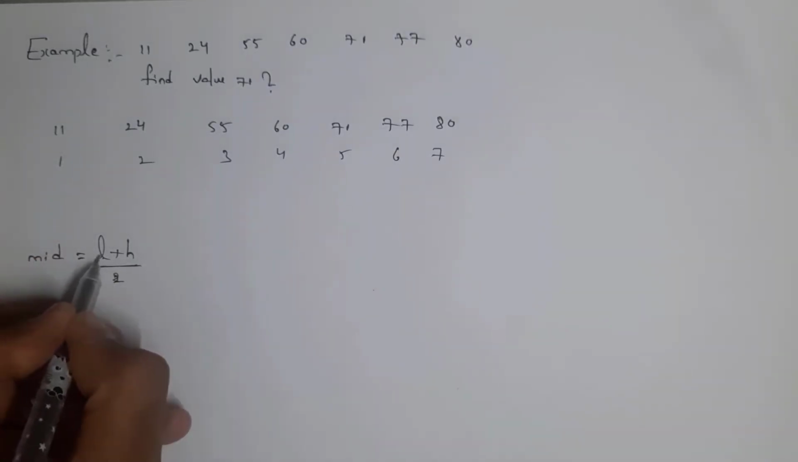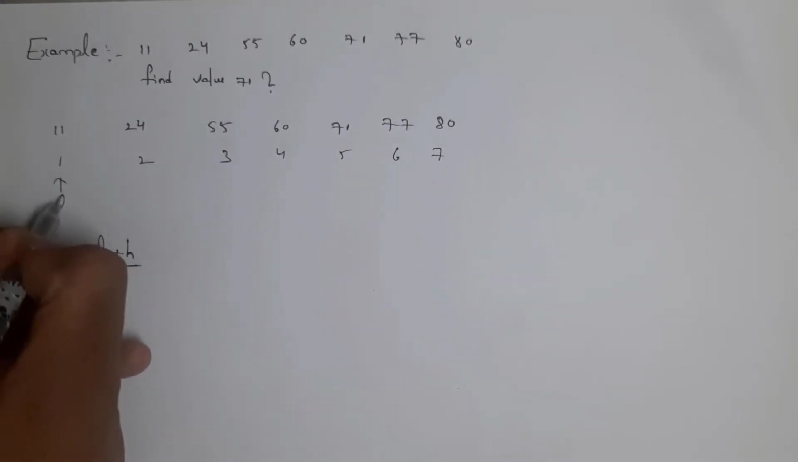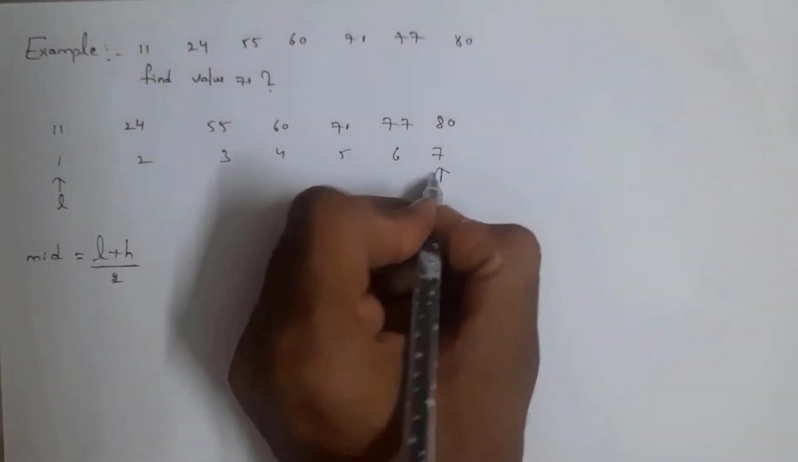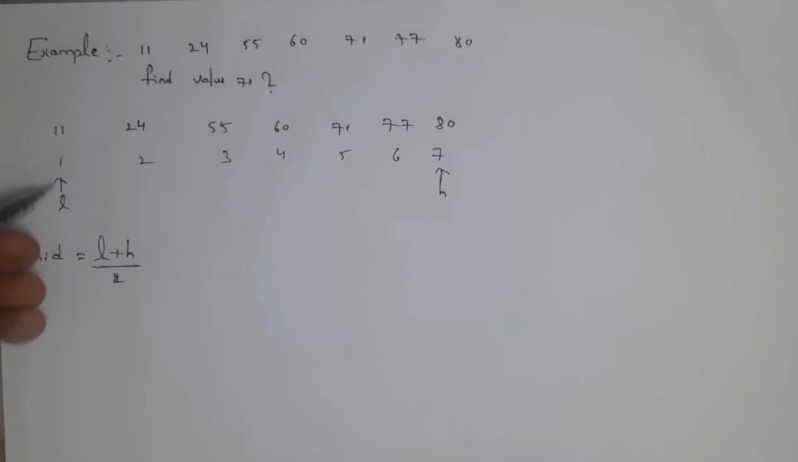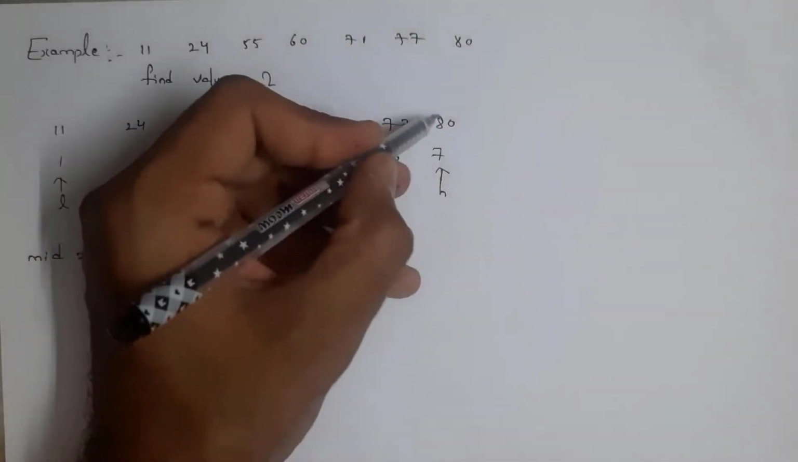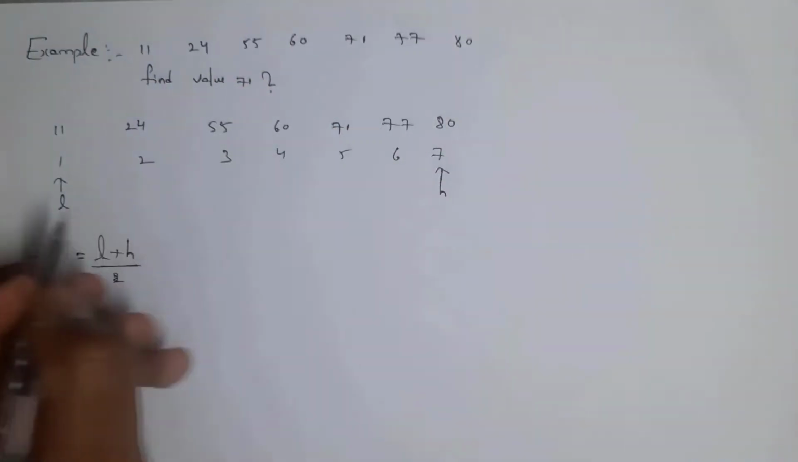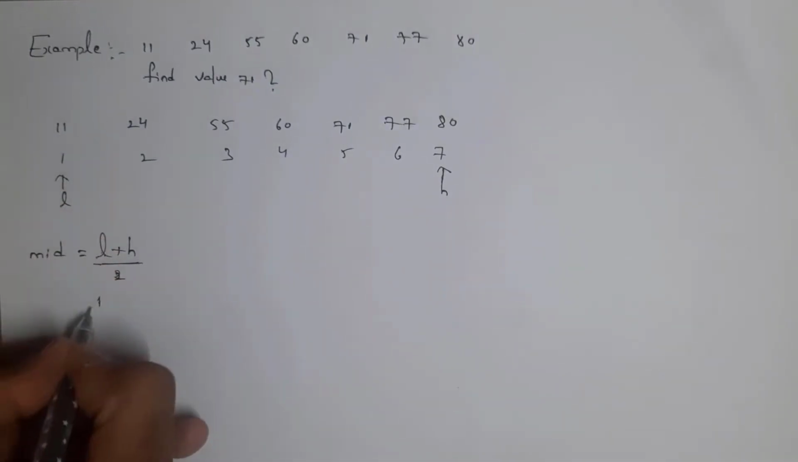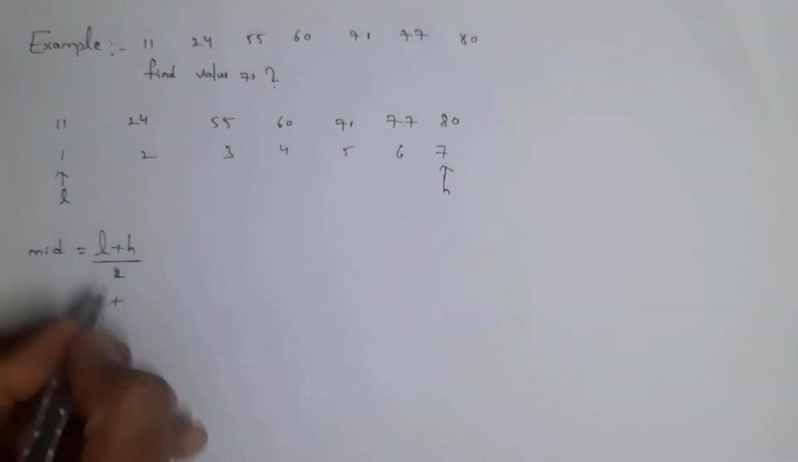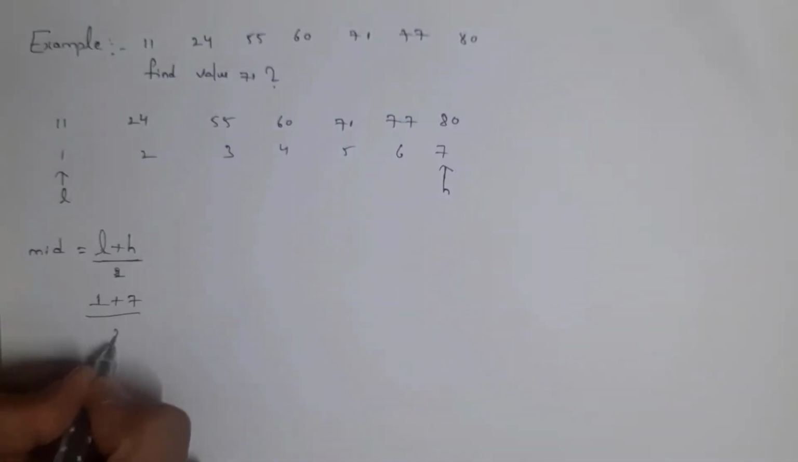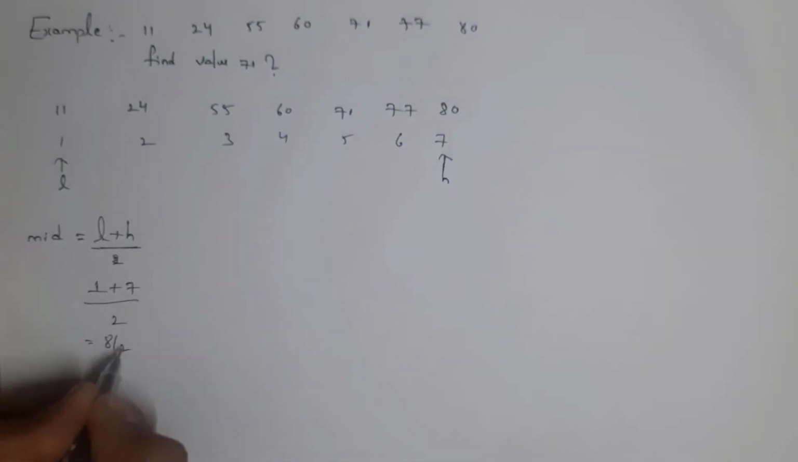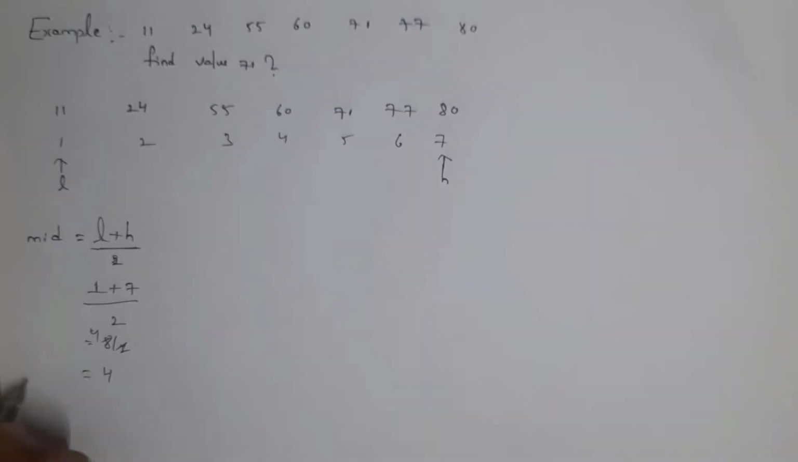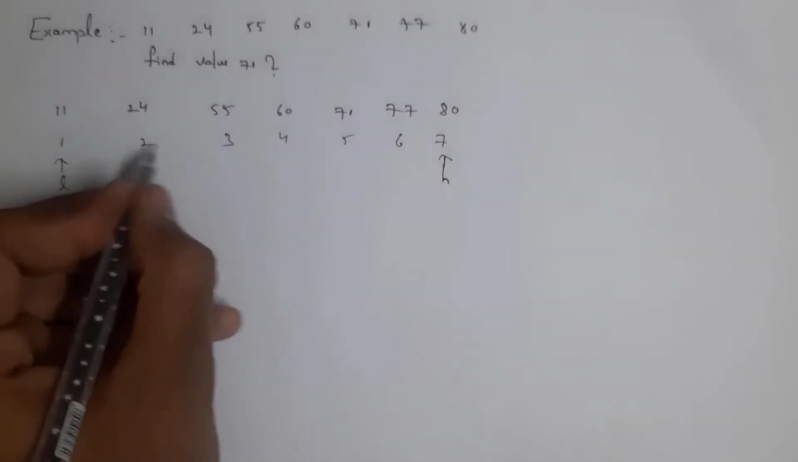This is the formula. Lower element is nothing but the first element, and higher element is the last element in the array. Formula is lower element, that is 1, plus higher element, that is 7, by 2, that is 8 by 2. 2 ones are 2, 2 fours are 8, that is 4. So the value of mid is 4, that is 1, 2, 3, 4.